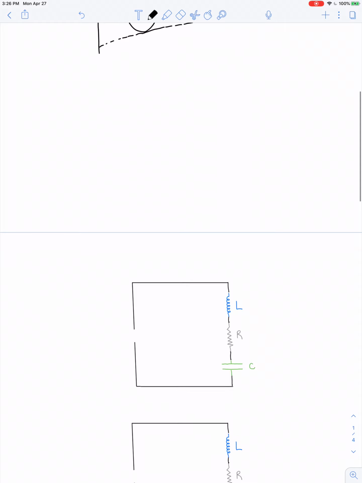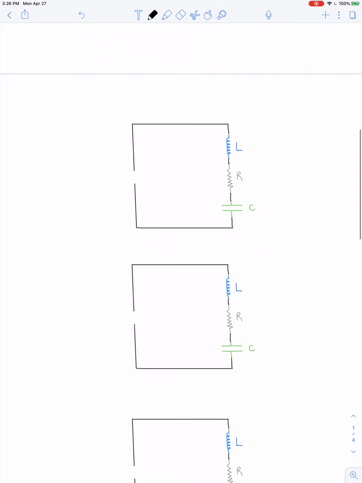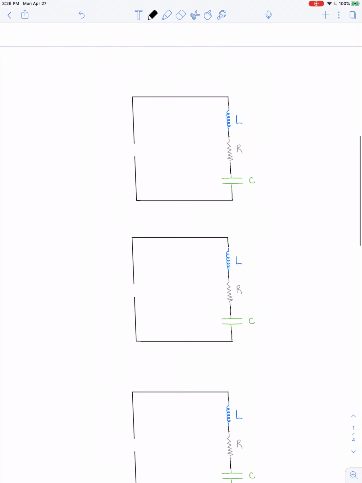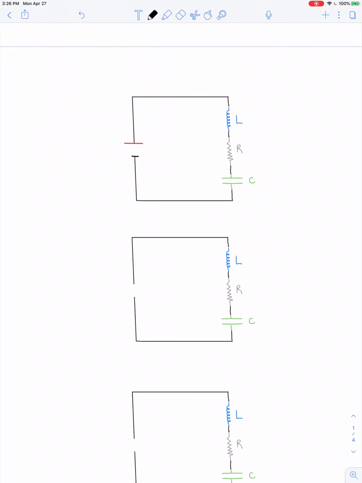let's think of a different combination of inductor, resistor, and capacitor as our gateway into the new unit of study on AC electricity. So what if we put the inductor, resistor, and capacitor all in series and connected that with a battery? Well, how about this? What if we ignored the inductor and made the connection?